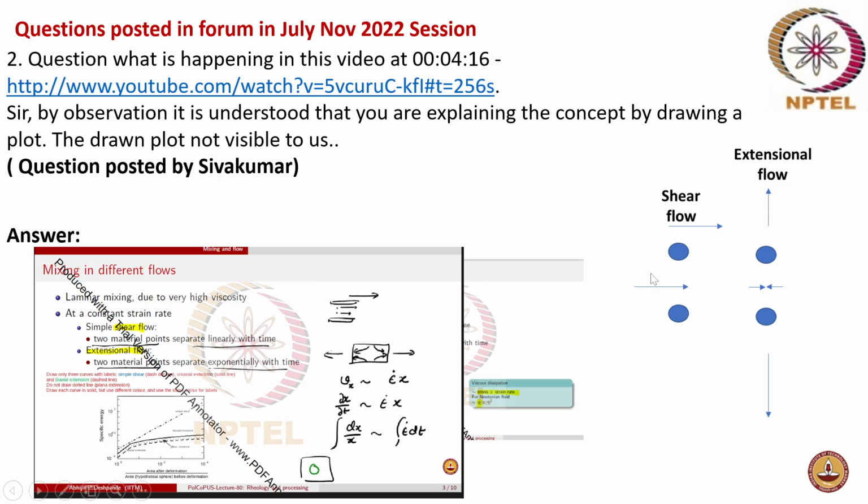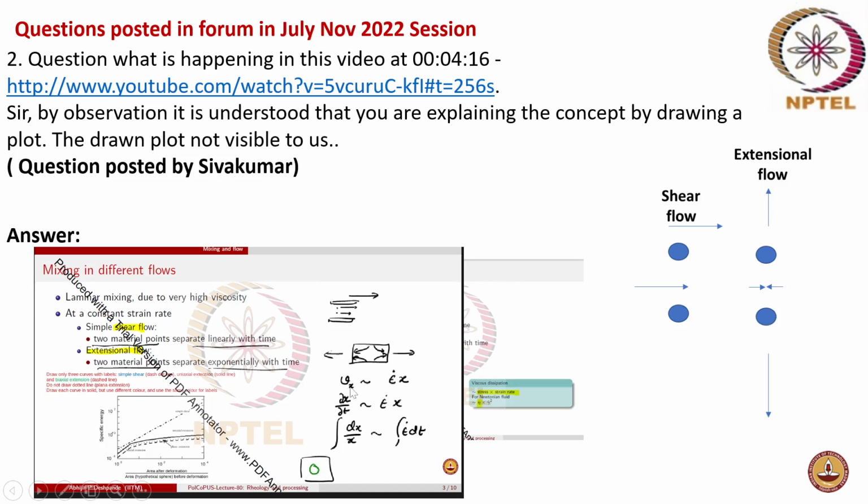It is shown that in shear flow, there is a linear separation between two material points. The points are not separated that much over a period of time, but there is a linear relation in the separation. Whereas in extensional flow, the separation between two points is exponential with time.